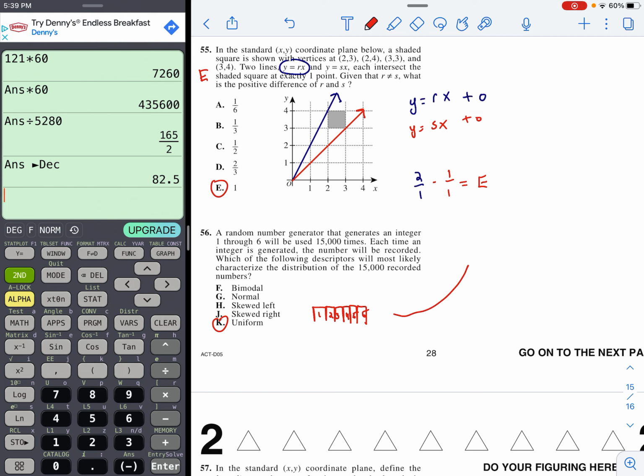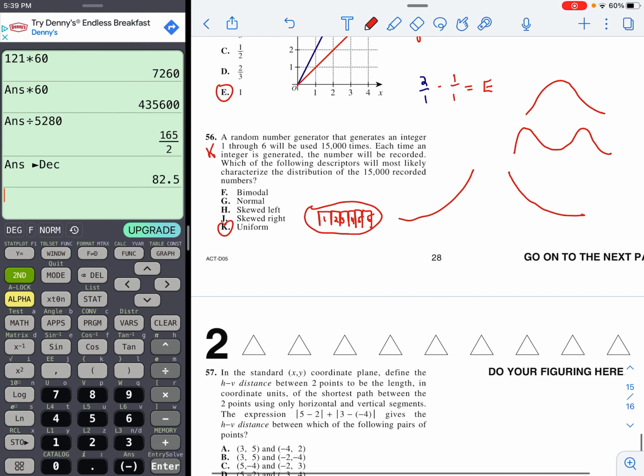There's no reason to expect it to be skewed left. There's no reason to expect there to be more 6s. There's no reason to expect there to be more 1s. There's no reason to expect anything bimodal. There's no reason to expect there to be more 3s. None of these make sense besides uniform distribution K, because these numbers are uniformly distributed. They all have the same probability.